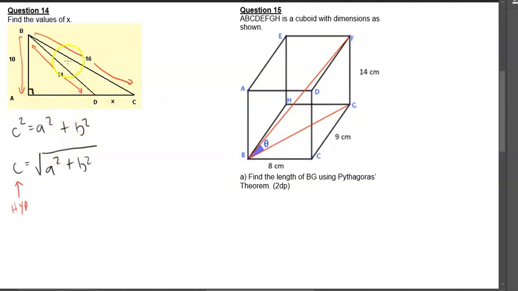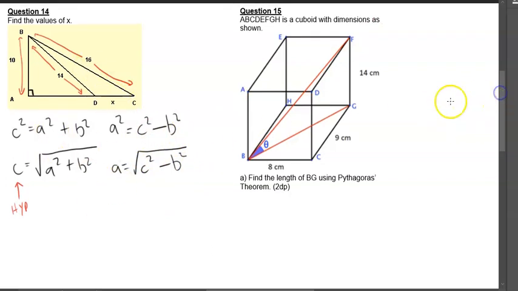Now, the hypotenuse has been given to us, so C has been given to us. So we're not necessarily going to be using this formula. We're going to be using the other formula whenever we need to find a shorter length, depending on whether it's A or B. It is A squared is equal to C squared take away B squared, or B squared is equal to C squared take away A squared. Or in other words, A is equal to the square root of C squared take away B squared. So this is the formula that we have to use in order to tackle a question like this. And so let's go ahead and try to figure out what this length here is.